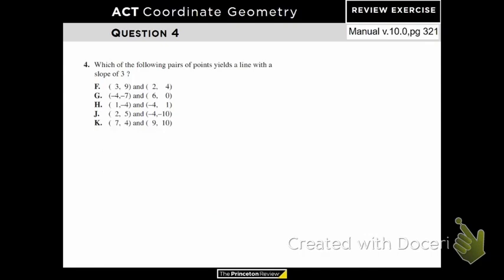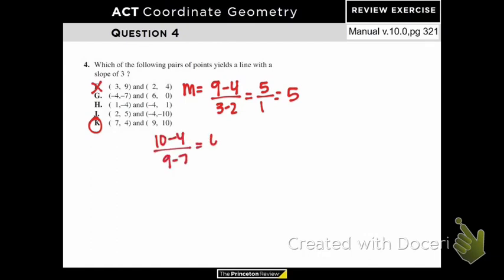Number 4, which of the following pairs of points yields a line with a slope of 3? So this is kind of annoying because really you should probably check every single one. If you're just starting with F to find your slope here, if you did 9 minus 4 over 3 minus 2, that would be 5 over 1, which is 5. The question is which one gives us a slope of 3, so I know this one is not right. So if you check all of them, you should get the answer is K. If I do 10 minus 4 over 9 minus 7, that gives me 6 over 2, which is 3.